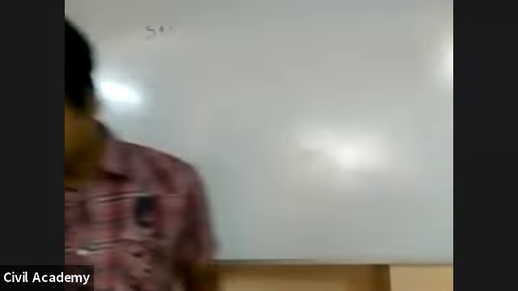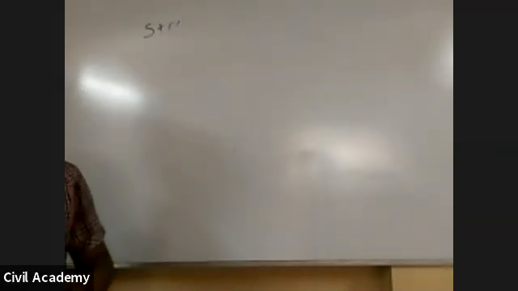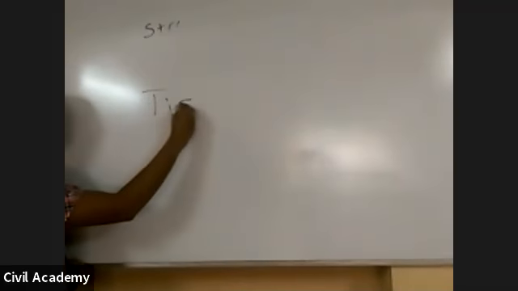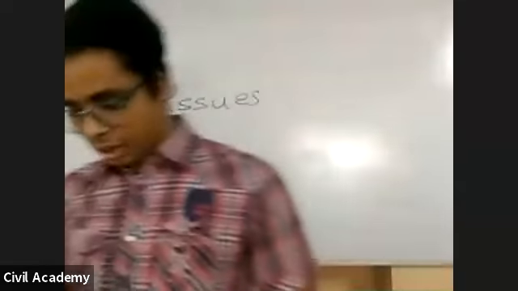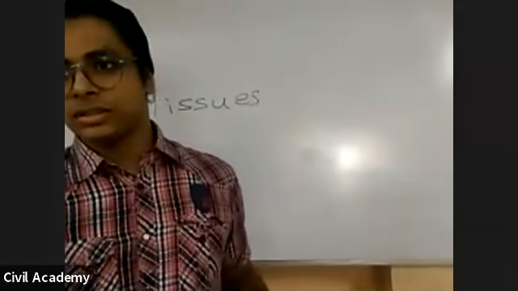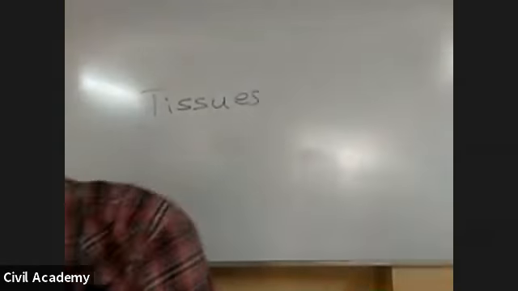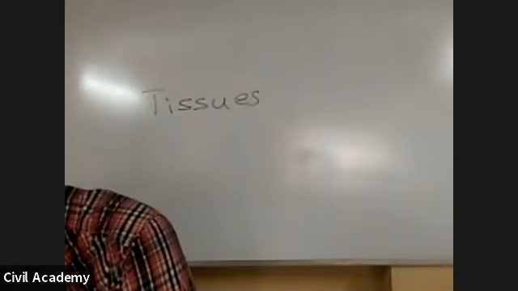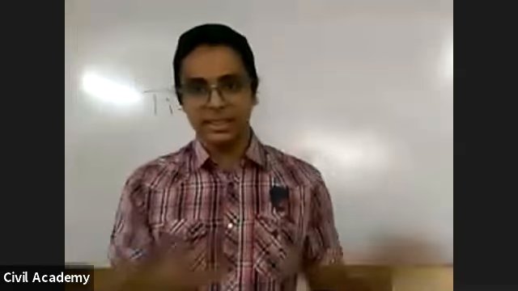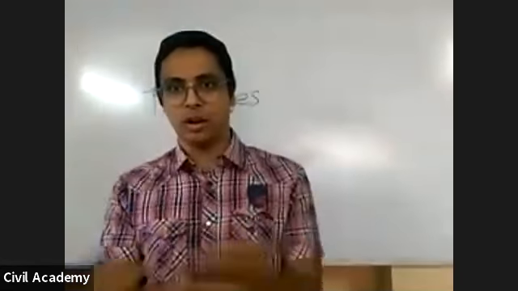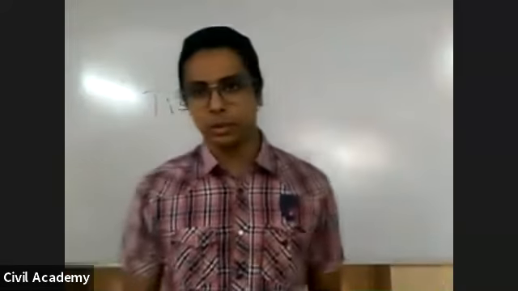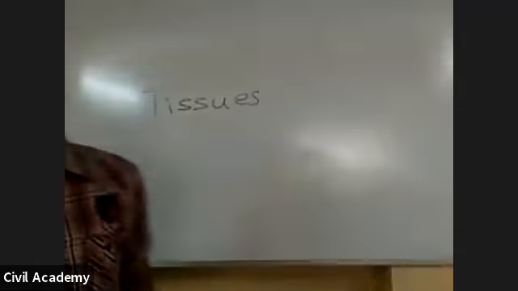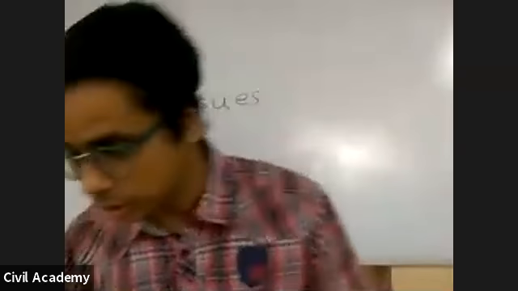Okay, so the first topic is tissues. Any idea of tissue? Yeah, a group of cells that have a similar structure and they act together to form organs and all. Generally, now we are starting with plant cells, animal cells. So in today's class we'll just go through the last portion of plant cells. Okay, so take down the definition of the word tissue.